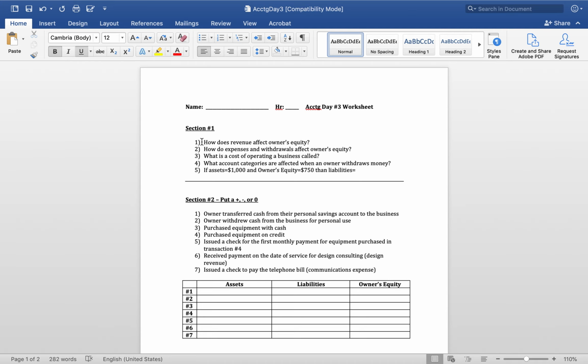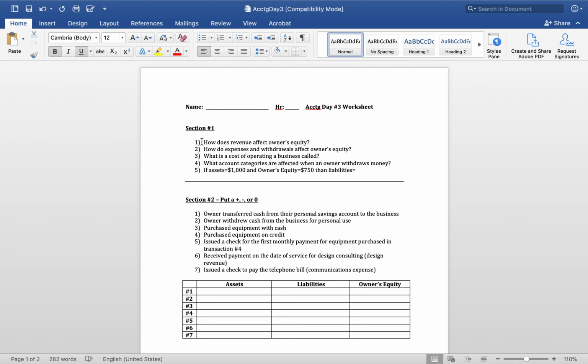Number 3, what is the cost of operating a business? That's an expense. Cost of operating a business is an expense. That could be a marketing expense, it could be a salary expense, it could be a utility expense, it could be a property tax expense, it could be rent for the month. Those are all expenses of operating a business. Insurance.